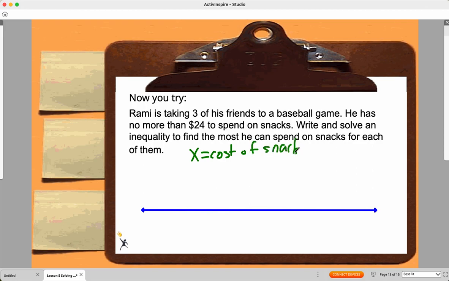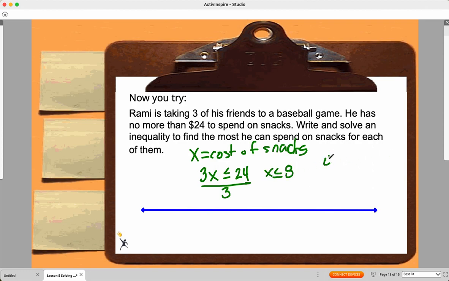So we know that 3 times x has to be less than or equal to $24 because he only has $24. Divide both sides by 3. X is less than or equal to 8.